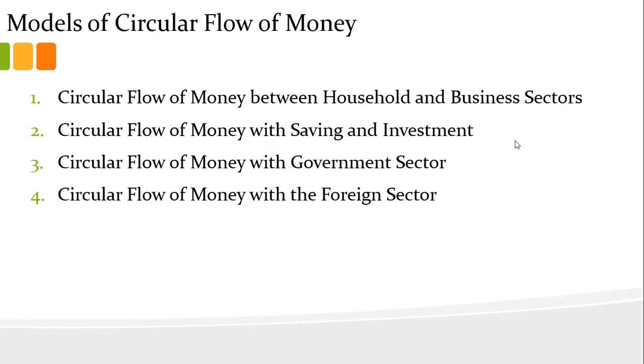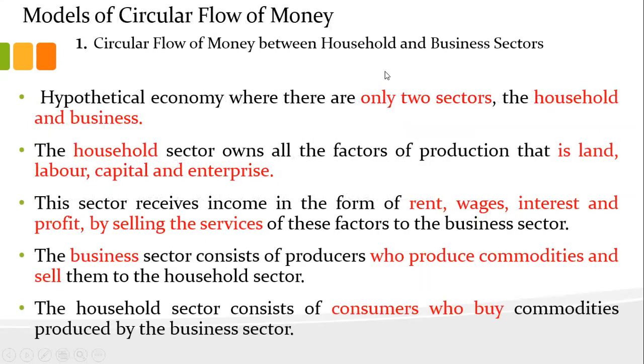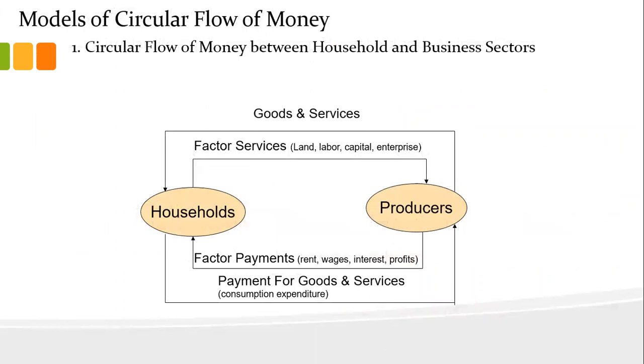Another name of this topic or module, circular flow of money between household and business sector, is two-sector economy, the flow of money in a two-sector economy. So before going to theory, I just want to explain this topic with this figure. We have only two sectors here. First sector is the household sector and another sector is the producers.